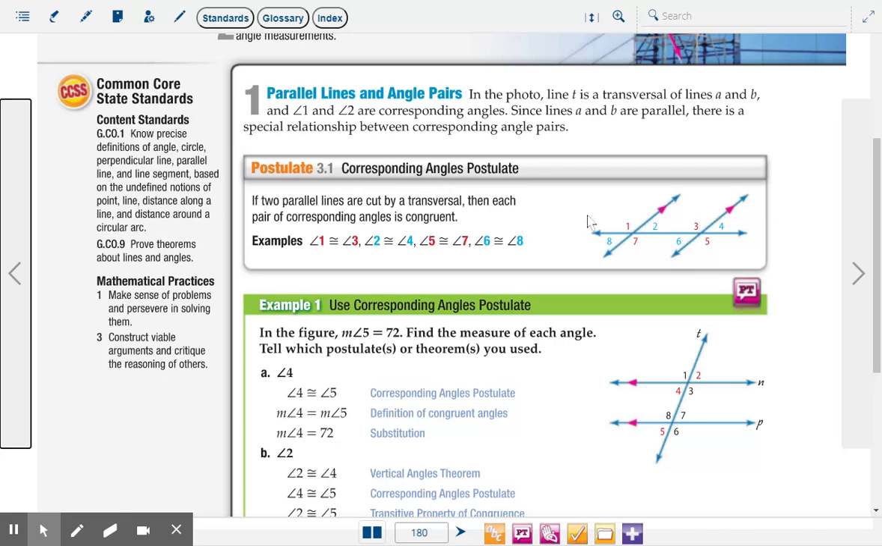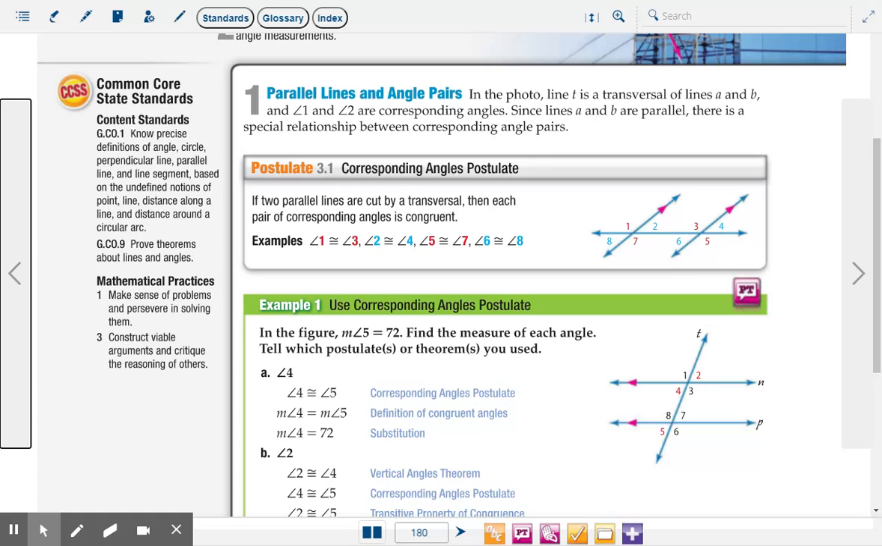Corresponding angles are congruent. Well, I have 4 different pairs of corresponding angles. 2 and 4 are corresponding angles. Those 2 angles are congruent. 8 and 6 are corresponding angles. They're congruent. 7 and 5 are corresponding angles. They're congruent. But now here's where it really gets fun.